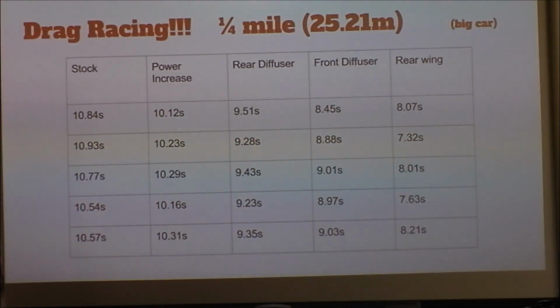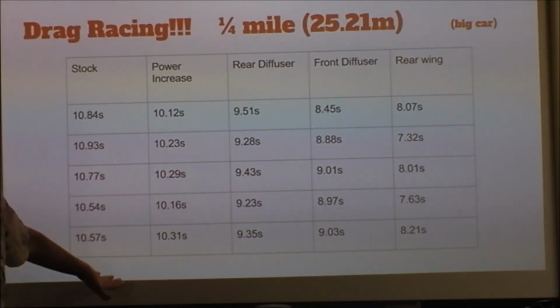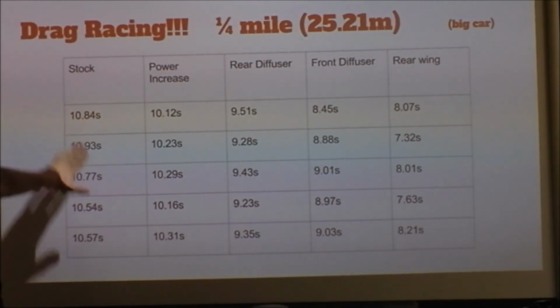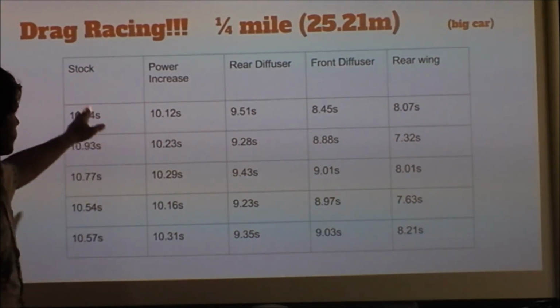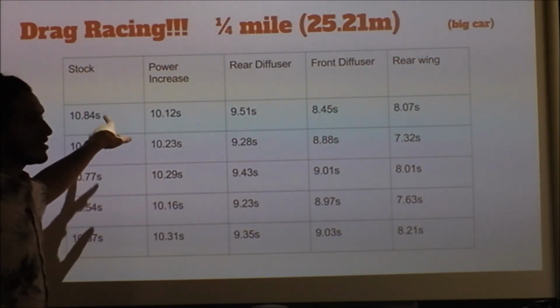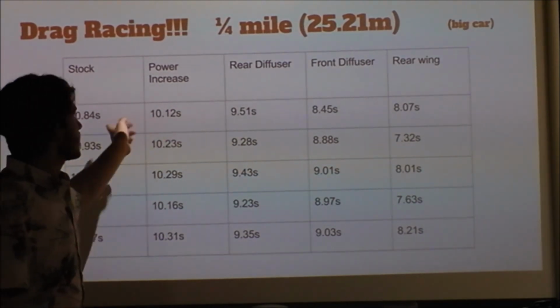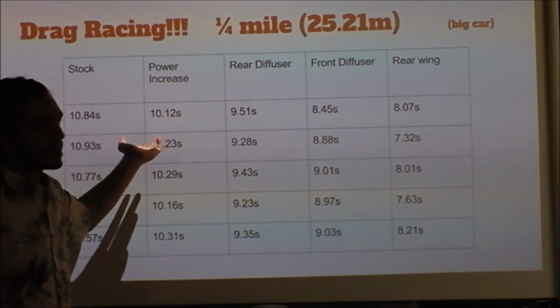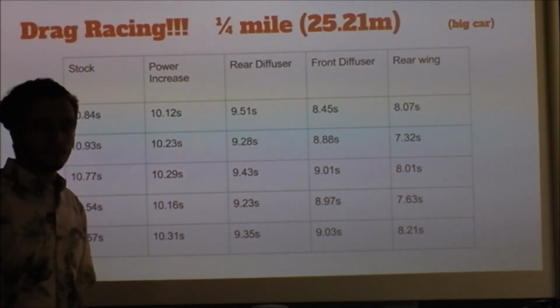What do you mean? Why are there 5 lines? Here. Oh, these are just trials. Okay, you should note that next time. Okay, these are trials. So, as you can see, the time for the stock, 10.84, is much higher than the time for the power increase, which is 10.12 seconds. And that's a big decrease in time.